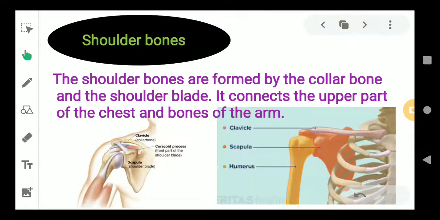Moving on to next topic, it is shoulder bones. The shoulder bones are formed by the collarbone and the shoulder blade. How are shoulder bones formed? They are formed by collarbone and shoulder blade. Here you can see clavicle. Another name for clavicle is collarbone. This is the collarbone. Shoulder bone consists of collarbone and shoulder blade. This is the shoulder blade.